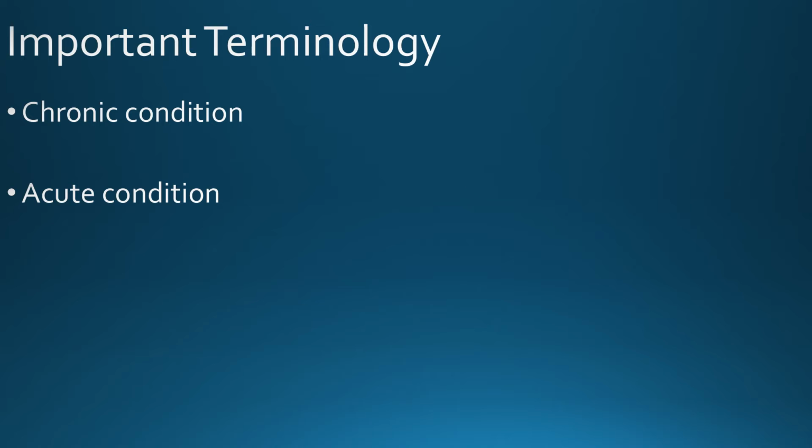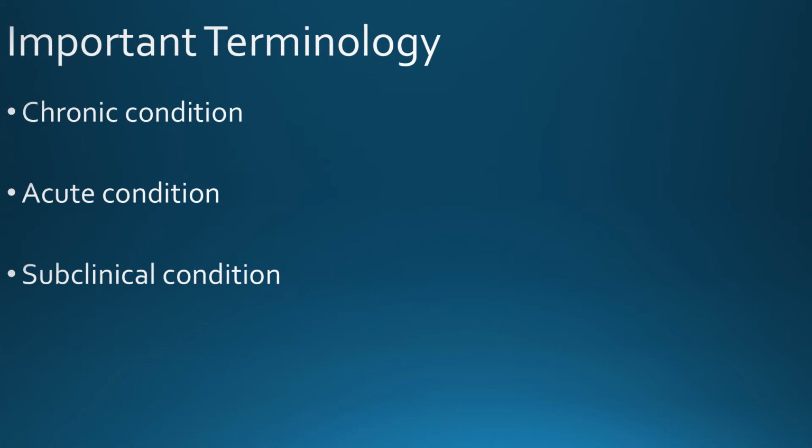In contrast, an acute condition is a disease that often has a short duration. So it occurs over a short period of time. A cold is an example of an acute condition, or the flu is an acute condition. Oftentimes, the symptoms can be more severe than a chronic condition, but they last for a short period of time.